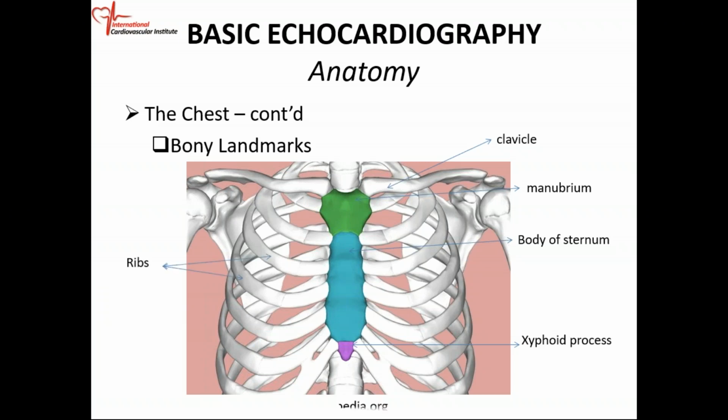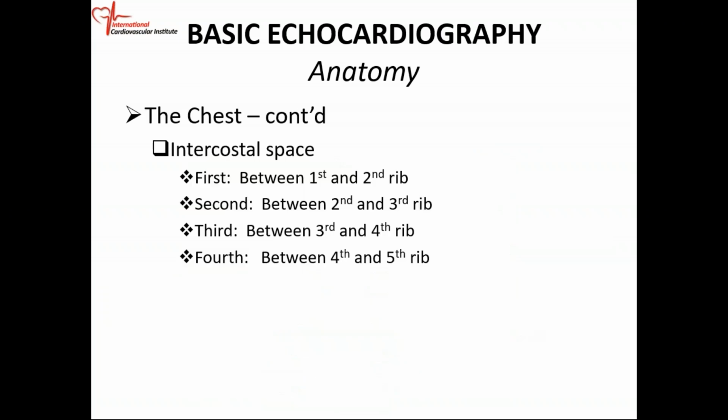Okay, all right. So the ribs, of course, they articulate, and when we say articulate, they come in contact or they join the body of the sternum or the manubrium in front, and then the vertebrae at the back. Okay, so that's the ribs, and of course, they protect the soft tissues in the chest, the heart and the lungs and the blood vessels.